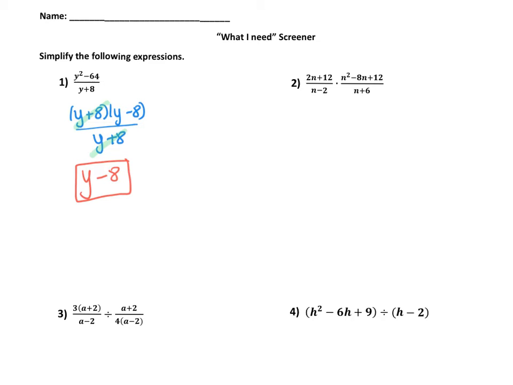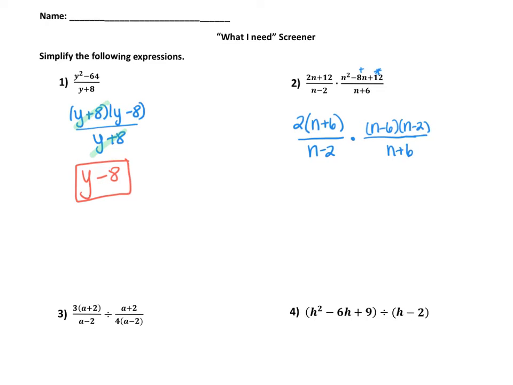For number 2, I'm going to start off by factoring all the parts that I can factor. So the first part I can factor is this 2n plus 12, and the 2n plus 12 is a GCF. So I'm going to factor out a GCF of 2, and I'll be left with n plus 6 on the inside. My denominator of n minus 2 will stay. The numerator on the right side factors by multiplying to 12 and adding to negative 8, and so that would be negative 6 and negative 2 over n plus 6.